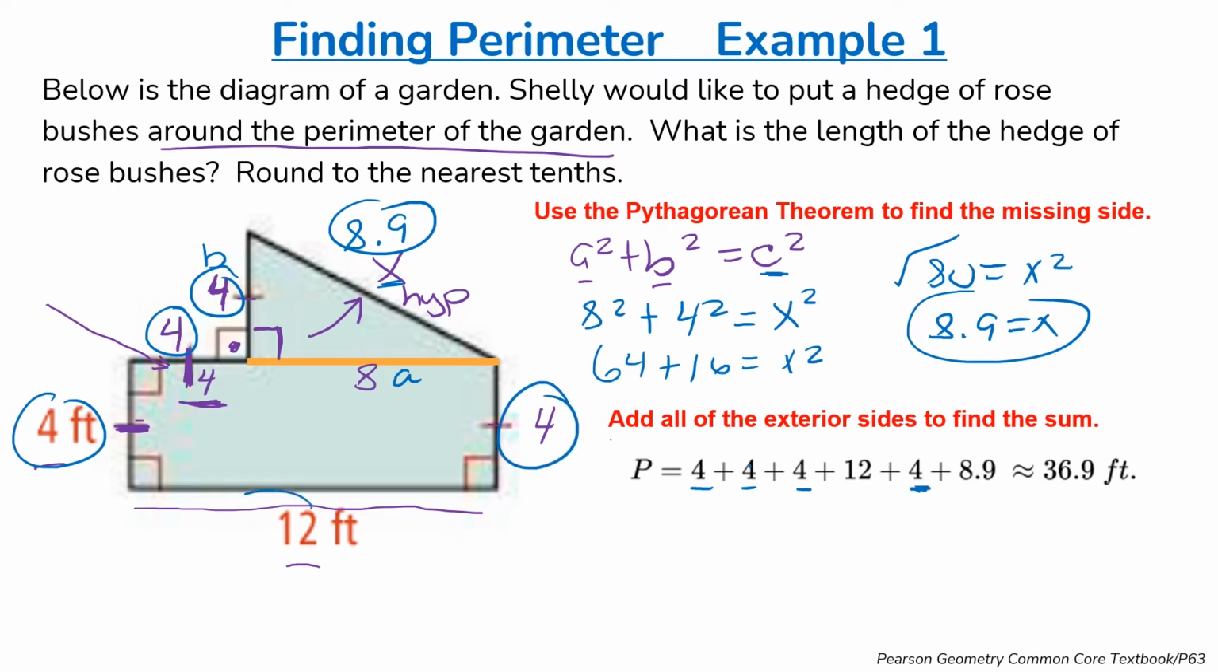And I have a 12, and I have that 8.9. So I'm adding all of my sides together. So double check. I circle each side to make sure I added each one. So that includes all of my sides, and so adding those sides together, I get the 36.9 feet.